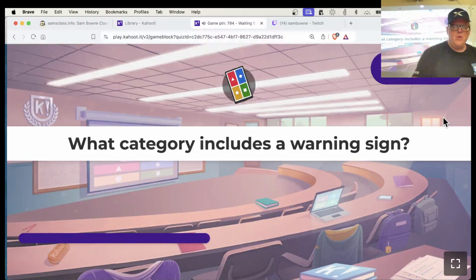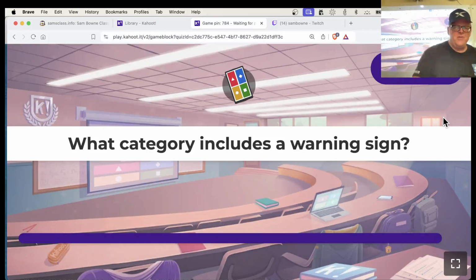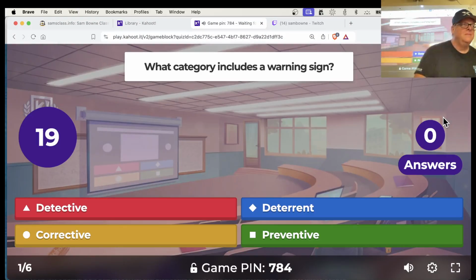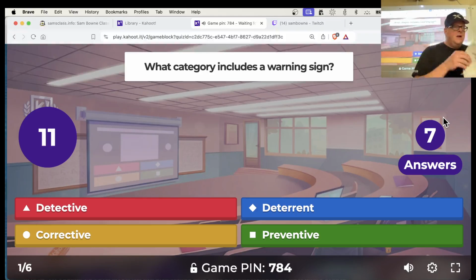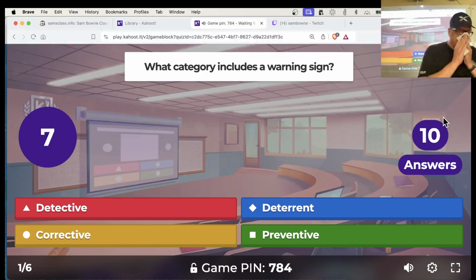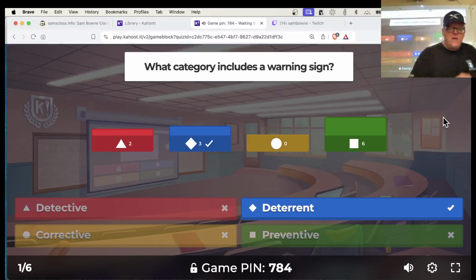All right, a warning sign. What is that going to do? It's a deterrent. It might scare away some people, but it's not actually going to prevent bad things from happening.